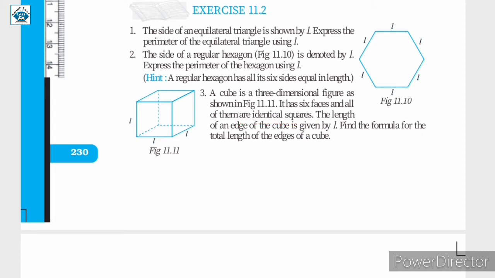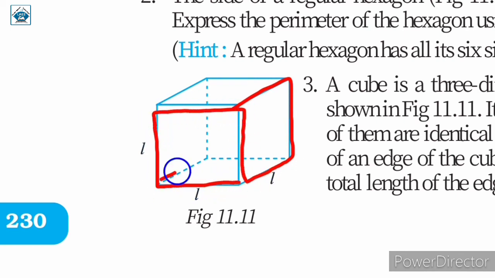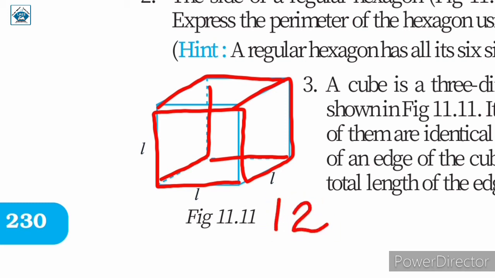Now we are given that the length of an edge of a cube is given by L. Now what is the meaning of edge of a cube? Here as you can see, this is one edge of this cube. So how many edges does this cube have? We can count it over here. It is 1, 2, 3, 4, 5, 6, 7, 8, 9, 10, 11, 12. So here the total number of edges of this cube is equal to 12 and each edge has the length L.